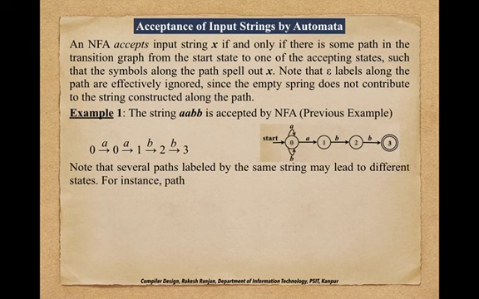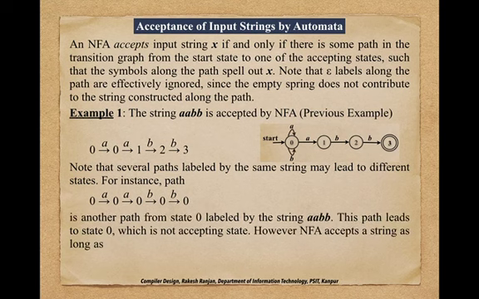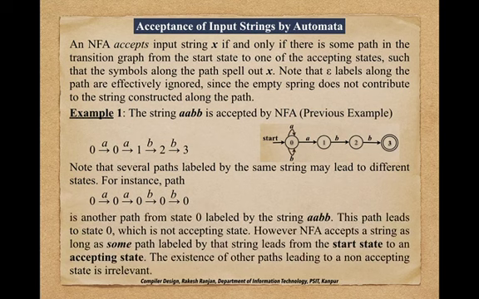Note that several paths labeled by the same string may lead to different states. For instance, if this path is taken, then what happens here? We lead to another path. We remain at the state 0. So what will we do? We will ignore this part. If one of the paths reaches the final state, it means that the string is accepted.